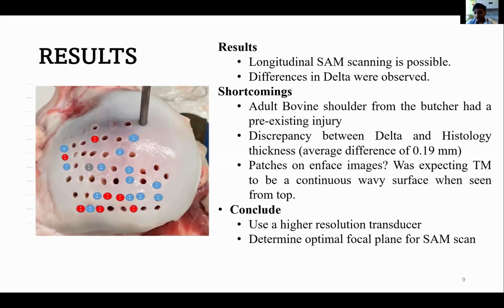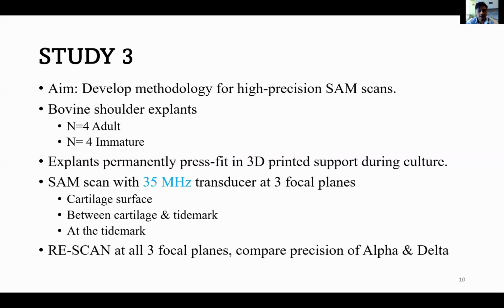So we concluded that probably we need a higher resolution transducer, and we also figured out that we still need to optimize our method to scan our explants. And one of the methods to do is to see if there's a difference or effect of focal plane while you are scanning. So in the next experiments, we try to address that.